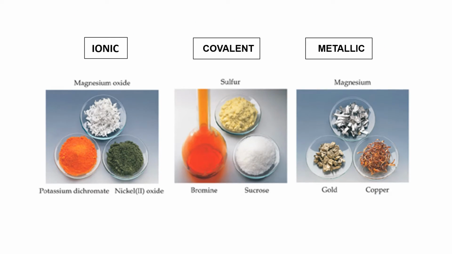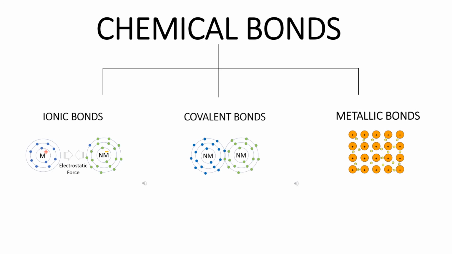These are examples of ionic, covalent and metallic bonds. You can refer to different kinds of examples for these bonds. Now let's study some special features of these types of bonds individually.